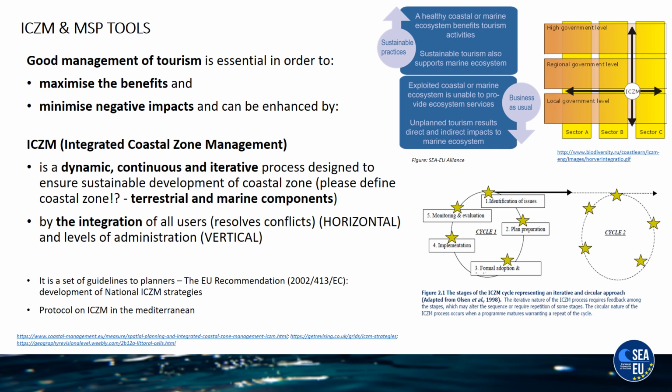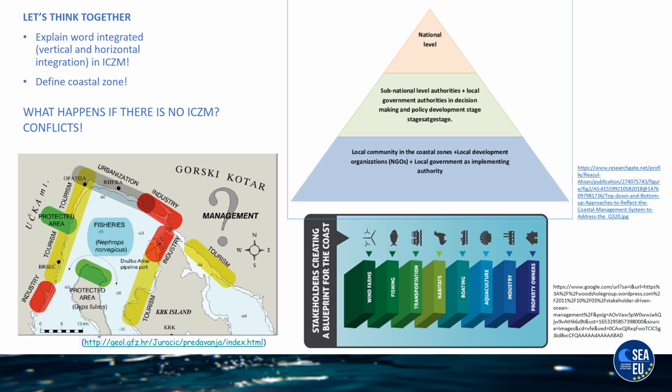And how can it be achieved? It can be achieved by vertical and horizontal integration of all activities. Horizontal integration includes integration of all users or sectors, and vertical integration includes integration of all levels of administration. So what happens if there is no integrated coastal zone management in some area? You can find out by yourself at the figure down in the left corner. So as you can see, a lot of conflict arises if there is no integrated coastal zone management or if it is poor.